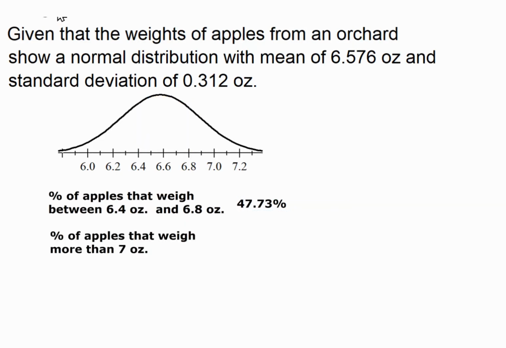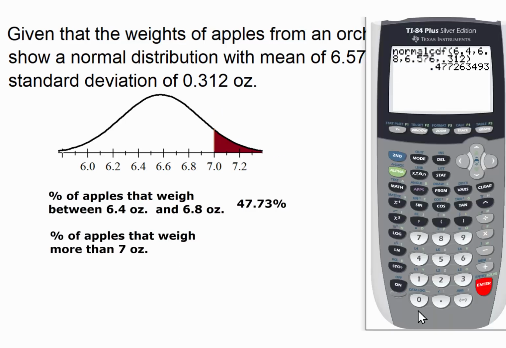Now say we would like to know the percentage of apples that weigh more than 7 ounces. So what we would do in that case is compute the area to the right of 7, that is this area, by our calculator. We will go to normal CDF again, for cumulative areas. Our lower endpoint is 7, and for the upper endpoint we are letting it go forever.